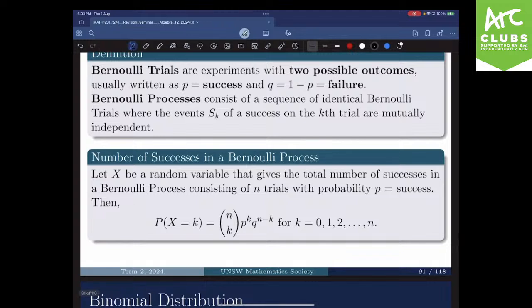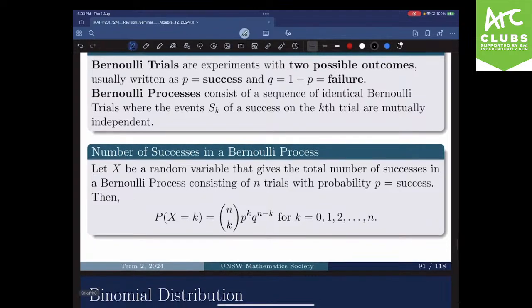And then next we try to count the number of successes in a Bernoulli process. Let X be a random variable that gives the total number of successes in a Bernoulli process consisting of n trials with probability p of success. Then the probability of X being k, in other words, I want k successes, is equal to nCk times p to the k times q to the n minus k.